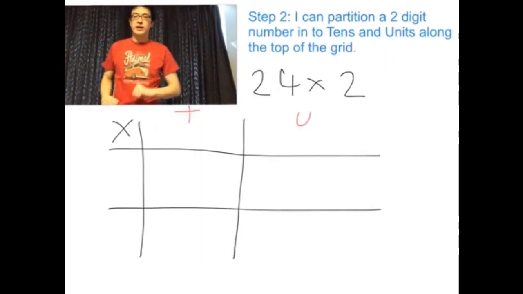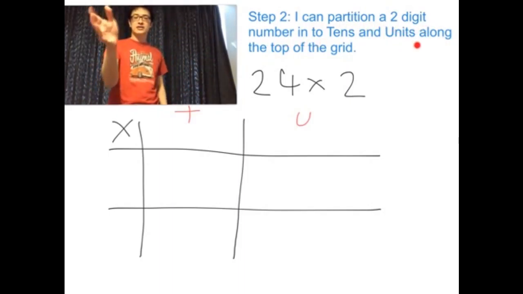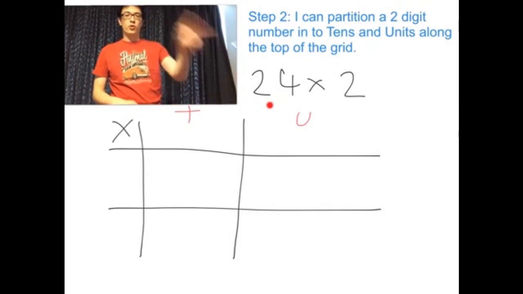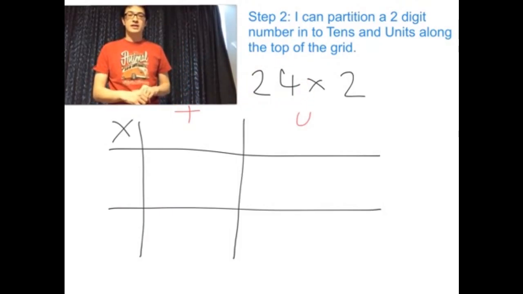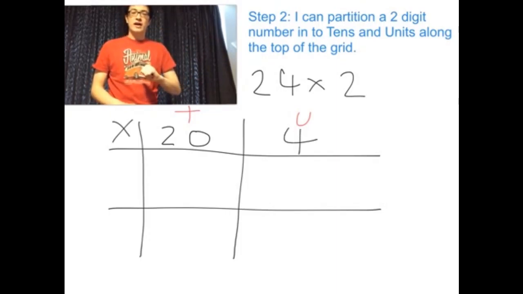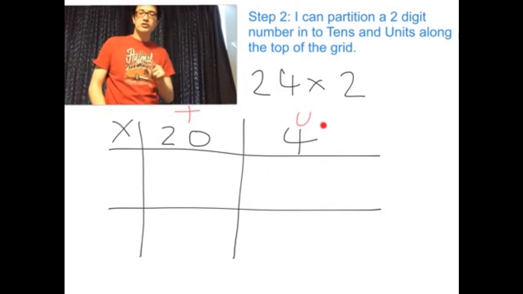Step 2. I can partition a 2-digit number into tens and into units. Now this is also nice and simple, so we'll take the number 24 and we'll partition that into 2 tens like this, and into 4 units like this. And this is what it should look like when you partition the 2-digit number. On to the next step.